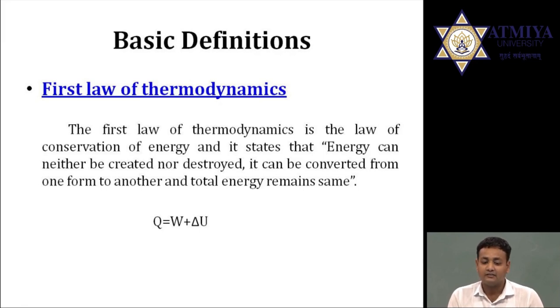First law of thermodynamics states that energy can neither be created nor be destroyed. It can only transfer from one form to another form, and the total mass of the system remains constant. It is also known as the law of energy conservation. Q is equal to W plus delta E, where Q is heat transfer, W is work done, and delta E is change in energy. For thermodynamic purposes, we use delta U, change in internal energy.